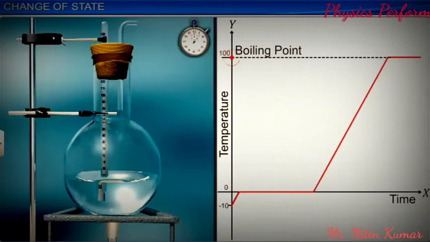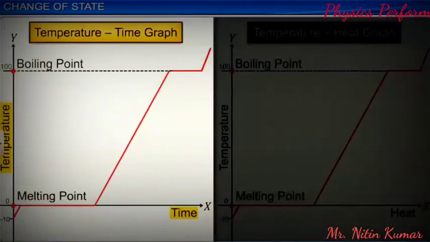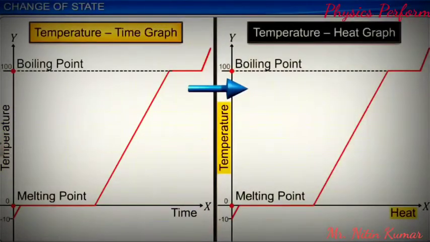The heat required to convert 1 unit mass of a substance completely from the liquid to gaseous state at its boiling point is called latent heat of vaporization and is denoted by LV. If the rate of heat supplied by the source is known, a temperature-time graph can be converted into a temperature-heat graph, which is usually called a heating curve.